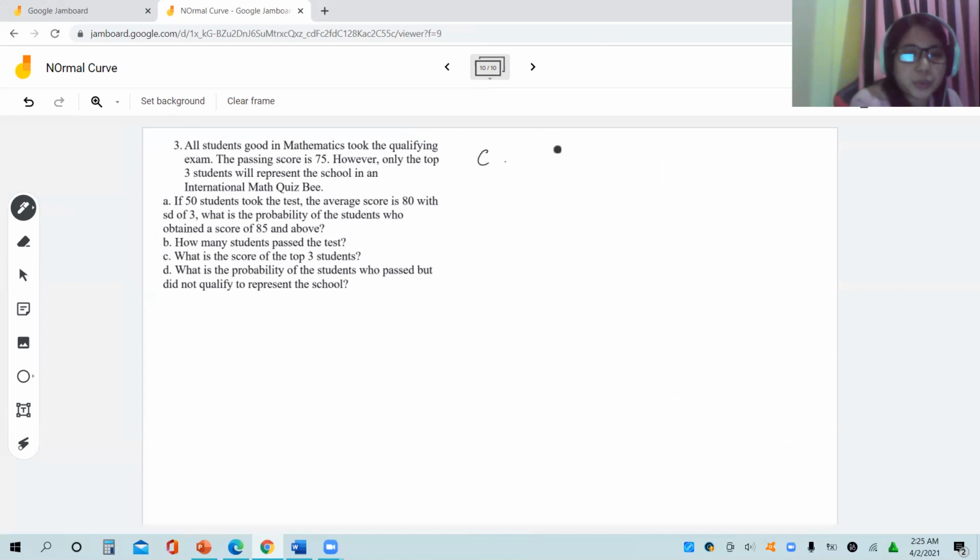What is the score of the top 3 students? For us to determine first what is the score of the top 3 students, of course, we have to illustrate this using our normal curve.